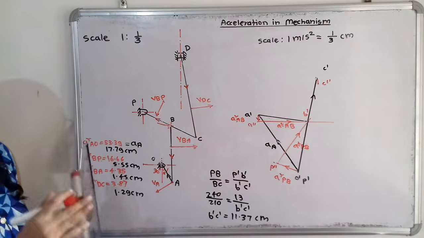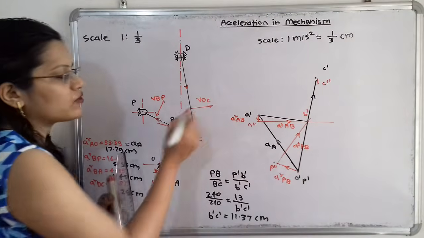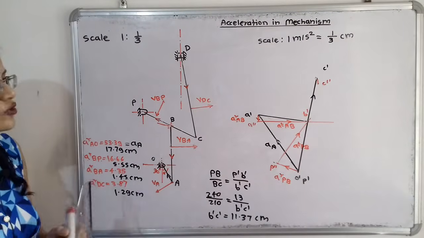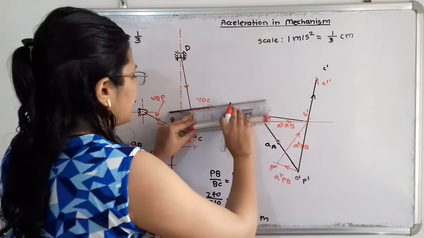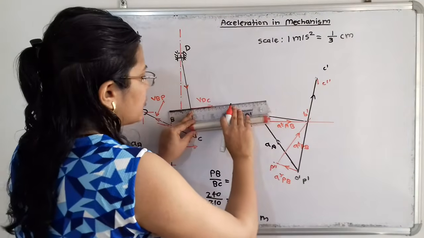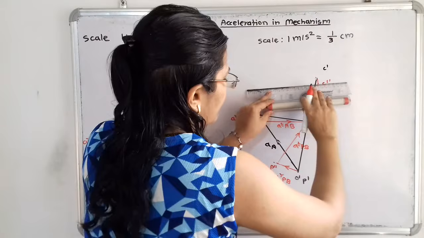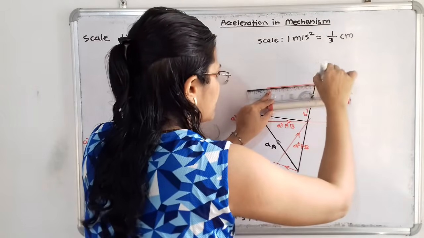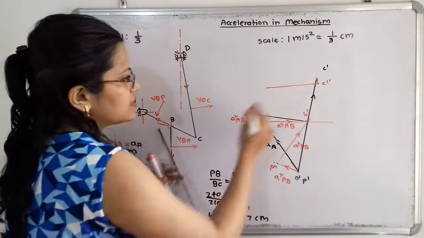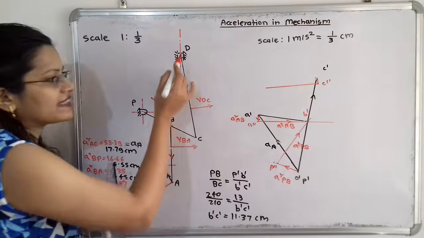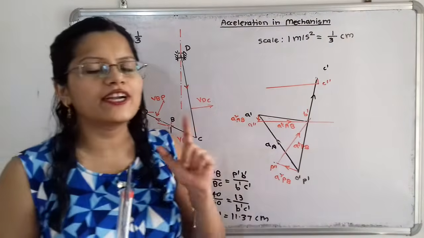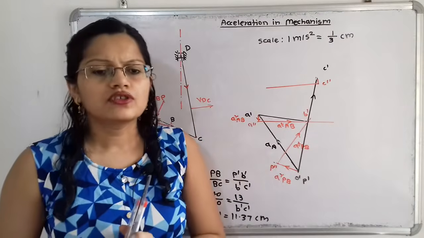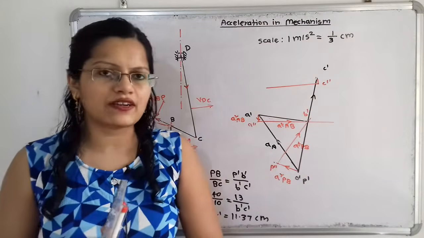So we know that the tangential component is in the perpendicular direction to the link. So I will take here one line parallel to this velocity line for this link CD and draw the line passing through C double dash. So this is the tangential component, but the exact location at the point D is unknown. So how to find out the exact location?